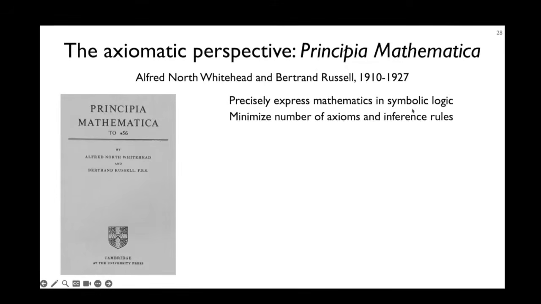So the other aspect of formal proofs is thinking about axioms. Alfred North Whitehead and Bertrand Russell wrote Principia Mathematica 100 years ago now. And their goal for this was, can I express mathematics in symbolic logic and minimize the number of axioms? So an axiom is a most basic assumption and inference rules. So I could say, like, can I describe all of mathematics using a very, very small bit of stuff?